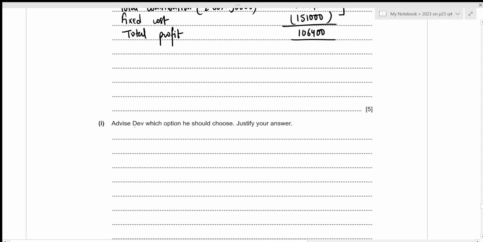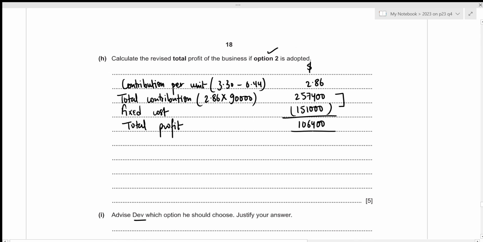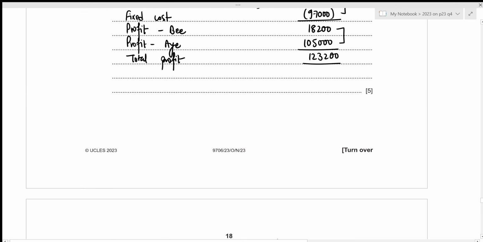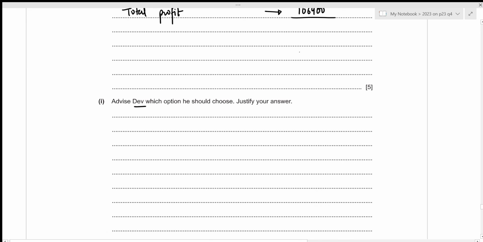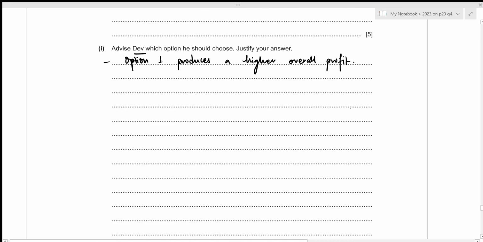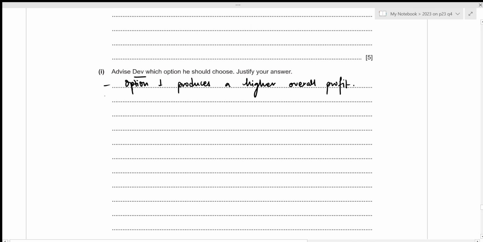We need to advise Dave which option he should choose. Okay, let's compare the profit. So profit for option 2 is 106,400. Clearly the profit for option 1 is higher. Let's write it down. So option 1 produces a higher overall profit, and this is a 5 mark question, so we need to have 4 comments at least.